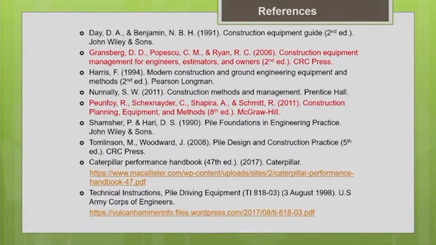These are the references which I have referred to for the lecture preparation. In the next lecture, we will be discussing cranes, the lifting equipment. We will discuss the lifting mechanism of a crane, the different types of cranes, and their merits and demerits.